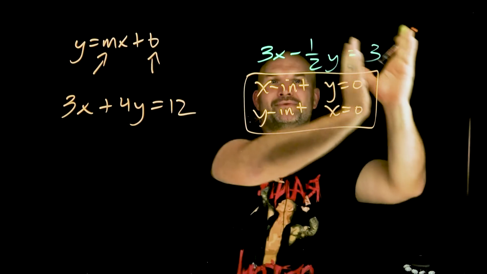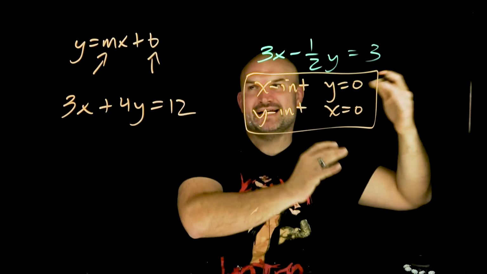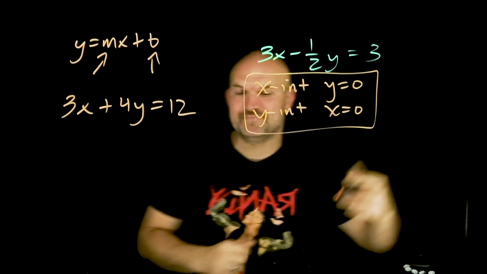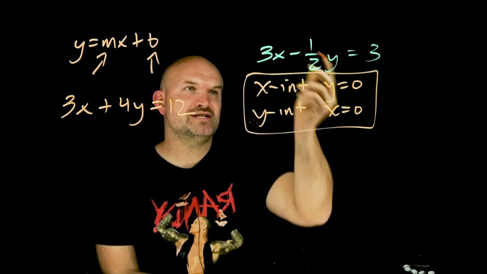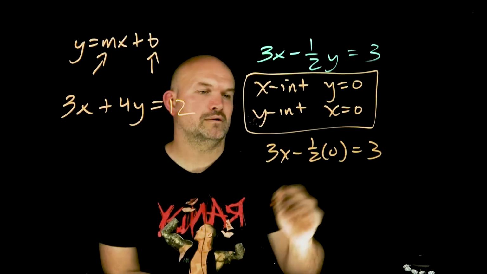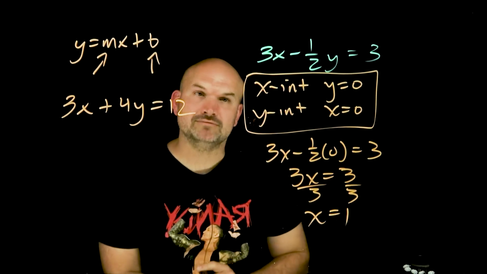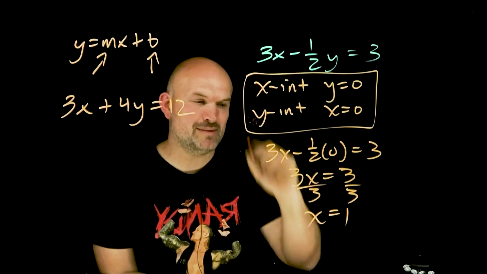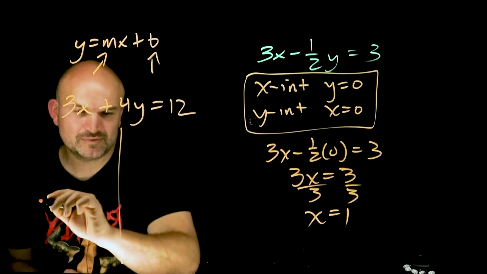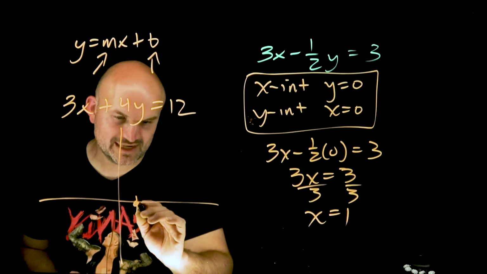Rather than subtracting 3x on both sides, multiplying by -1/2, simplifying, and then factoring it, here's all we need to do. If the x-intercept is when y equals 0, just plug 0 in for y. Wow, right? Plug 0 in, 0 times anything is 0, 3x equals 3, divide by 3, x equals 1. So now, if I'm going to graph this, I go to 1, and I put a nice little dot.